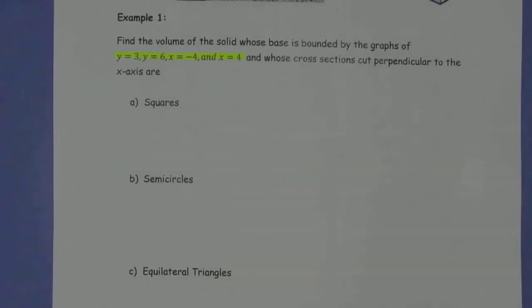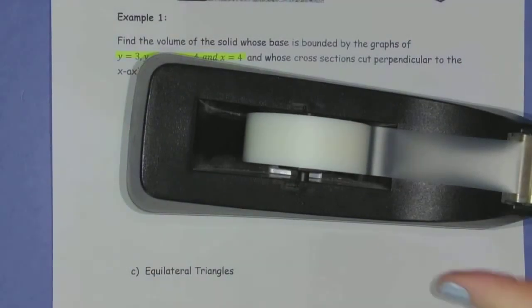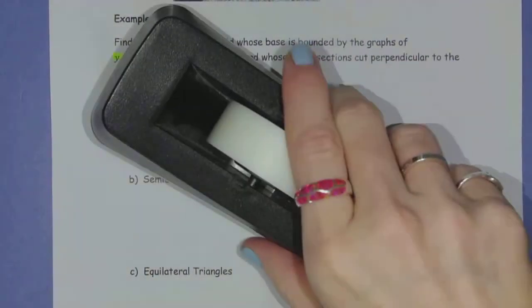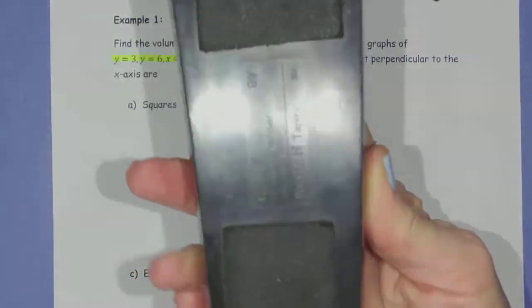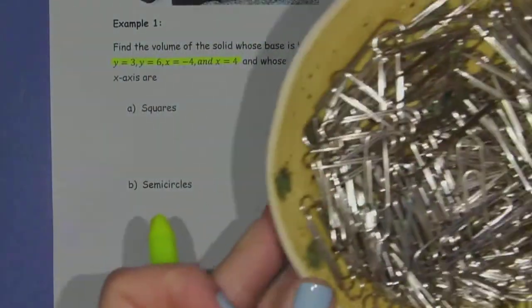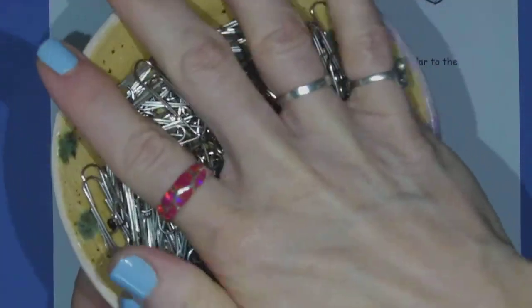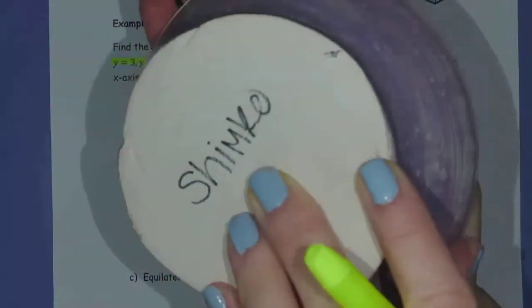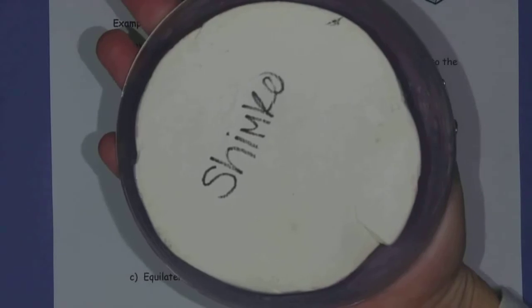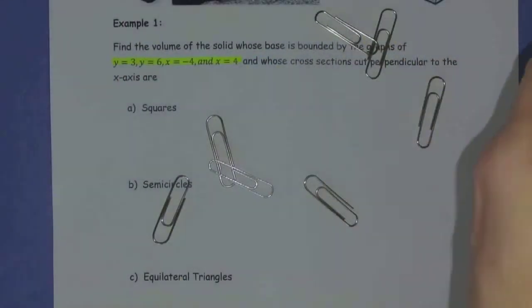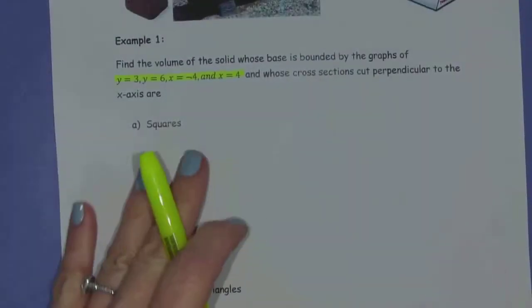For example, like this tape dispenser right here, I'm just grabbing things on my desk. If I turn it upside down, I see a rectangle, sort of, kind of. Actually, I see a trapezoid, check that out. If I take this dish of paper clips and turn it upside down, oh gosh, I don't think this is very smart, but let me try it. I see a circle. Okay, so they're giving me information about the base of my solid.